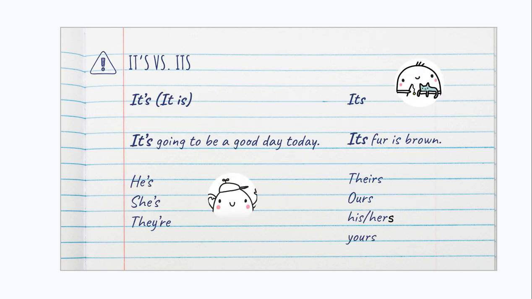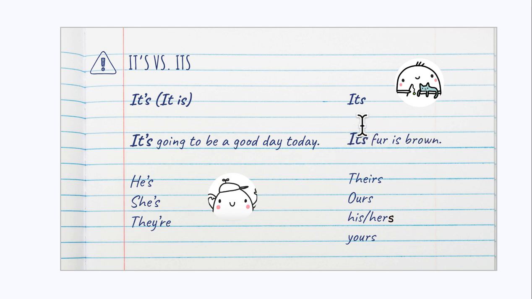One of the big problems comes up when we're talking about it's versus its. It's with the apostrophe and its without the apostrophe. When do we use which? So it's with the apostrophe, as we just learned, is a shortened form of it is. It's going to be a good day today. It is going to be a good day. Apostrophe S. So the its without the apostrophe is actually a possessive pronoun. So its fur is brown. Its fur is brown. The dog's fur is brown.